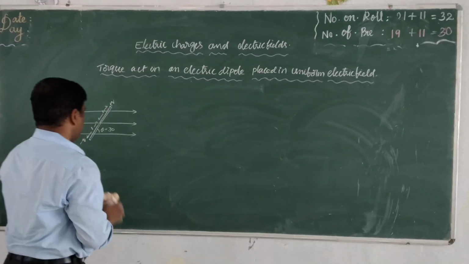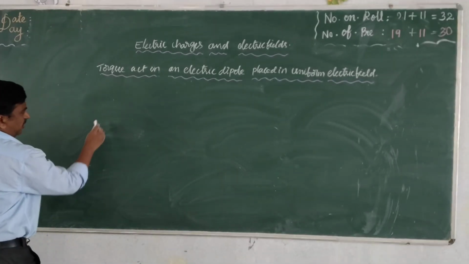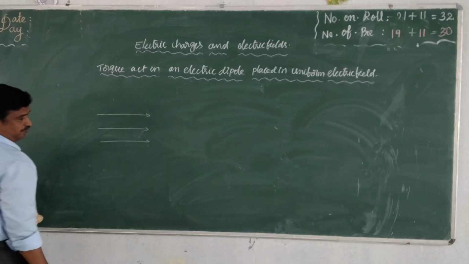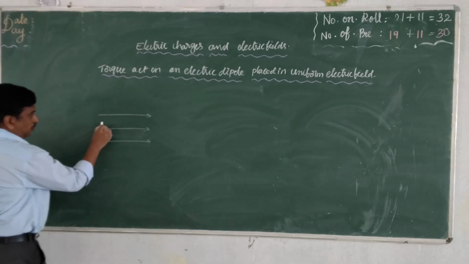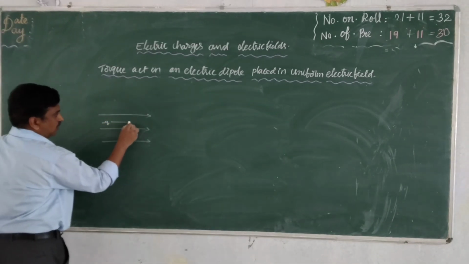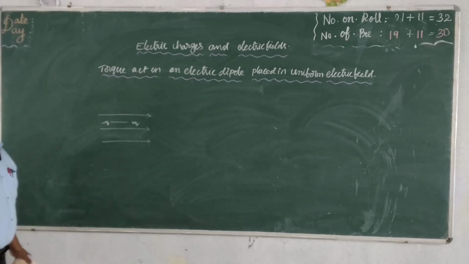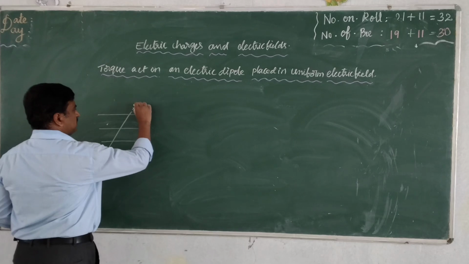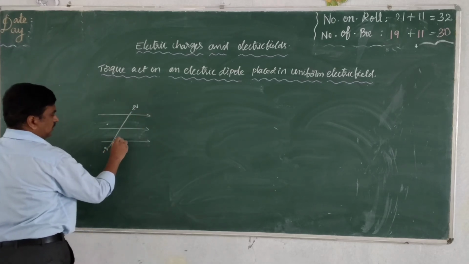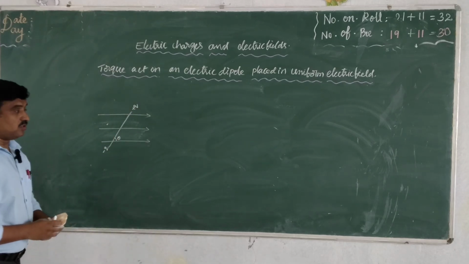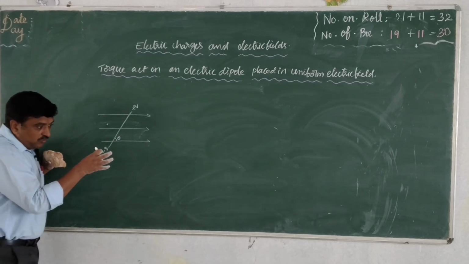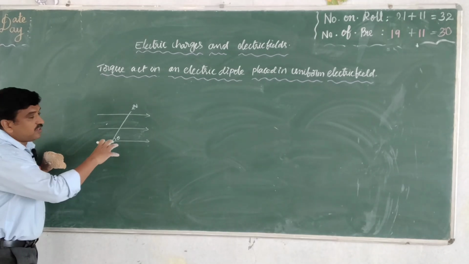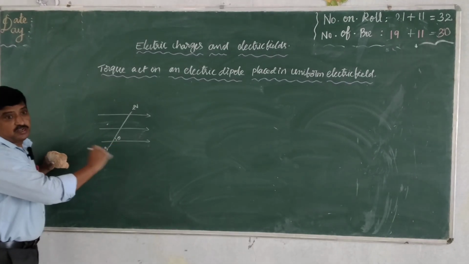For example, take a uniform electric field. In this field there is an electric dipole, with charges minus q and plus q. Now it is slightly displaced by a small angle theta. In this case it will oscillate with a small frequency. What is the time period of that oscillation of the electric dipole? That we will find out.